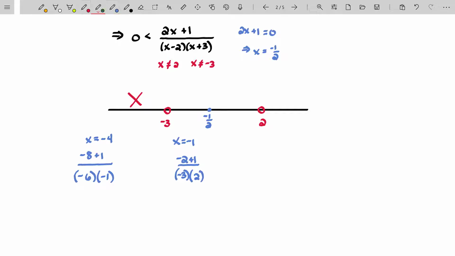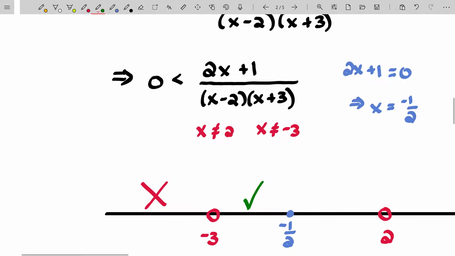That is exactly what we want our fraction to be, is positive. So there we go. We know that in that region between negative 3 and negative 1/2, our fraction will be positive. It will satisfy this inequality.